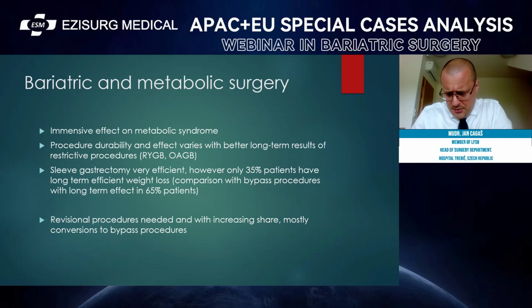So the most common procedure is still worldwide sleeve gastrectomy. However, only about 35% of patients have long-term efficient weight loss in comparison with bypass procedures, which are about 65%. These are data from the recent Swedish study presented on IFSO.